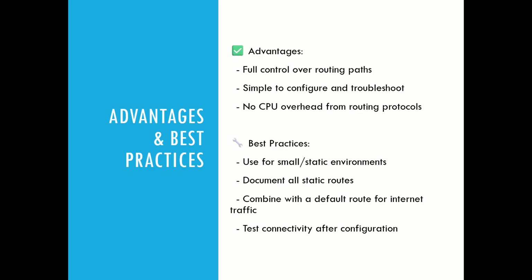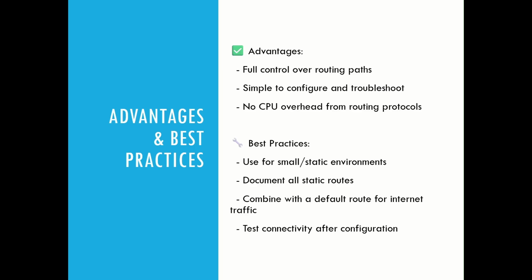Here are a few best practices. Use static routes in small or stable environments. Document every static route you configure. It helps during troubleshooting. Combine static routes with a default route for internet bound traffic, and always test connectivity after adding a new route. Make sure your pings work in both ways. That's how static routing helps keep your network predictable and easy to manage. So this is all about static routing.